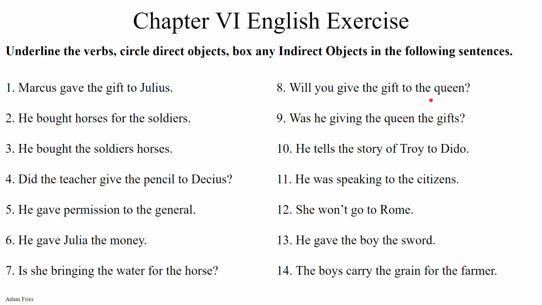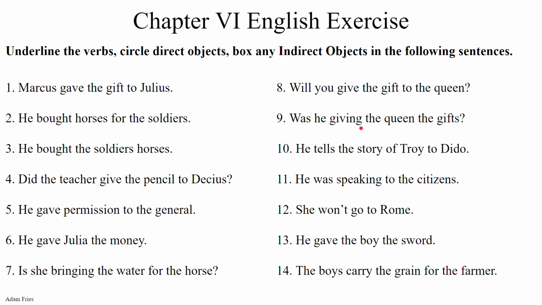9. Was he giving the queen the gifts? Another interrogative. Was he giving? So you would invert these. So he was giving the queen the gifts to get the declarative. The verb is giving. What was he giving? Was he giving the queen or was he giving the gifts? He was giving the gifts. So circle gifts, that would be our accusative direct object, and box the queen, that's our dative indirect object.